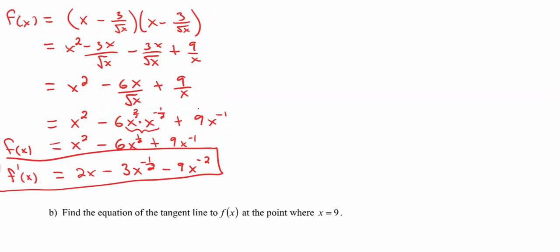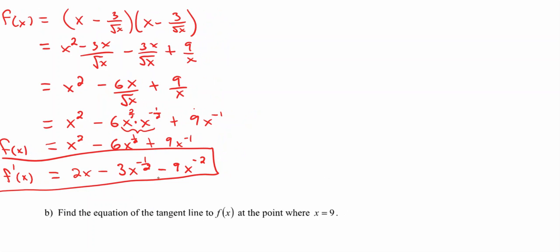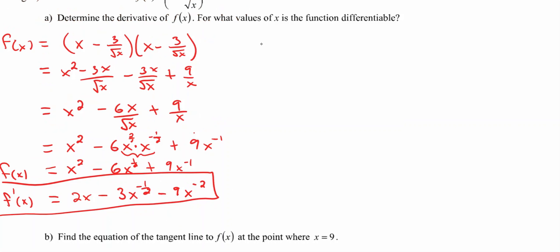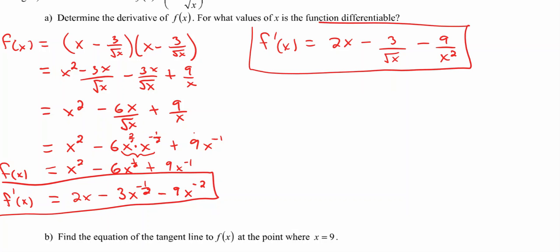And we should clean that up a bit though too, right? Like I even said, we should put this back into a radical and back into the denominators again. So here, let's write this again as f prime of x is equal to 2x minus 3 over the square root of x minus 9 over x squared. And there you go. That's probably the better way to write the derivative.